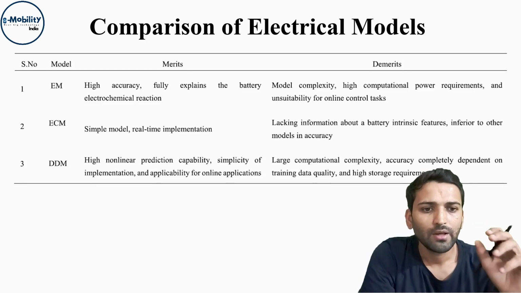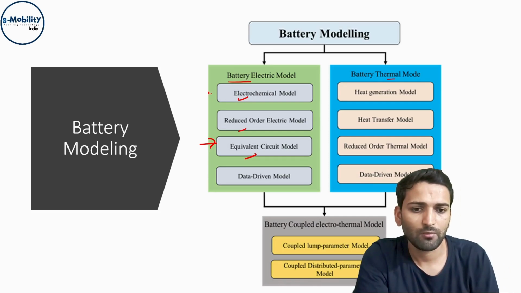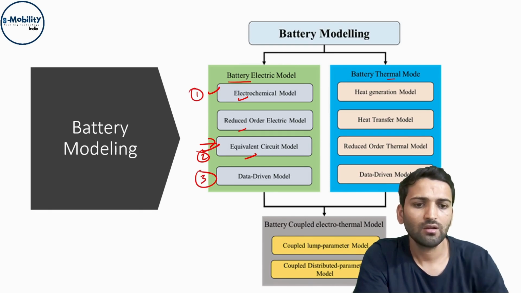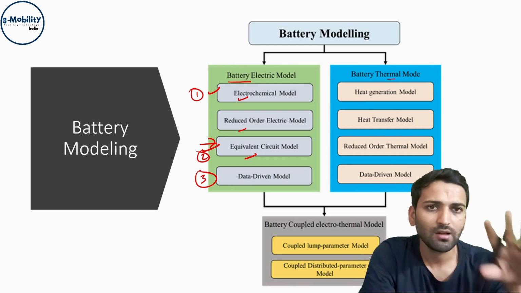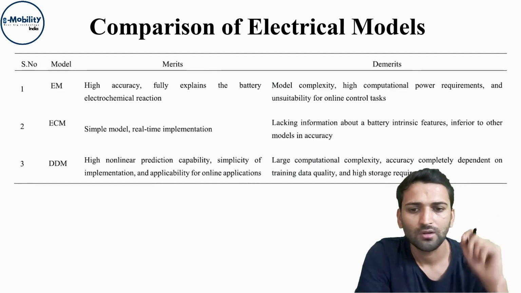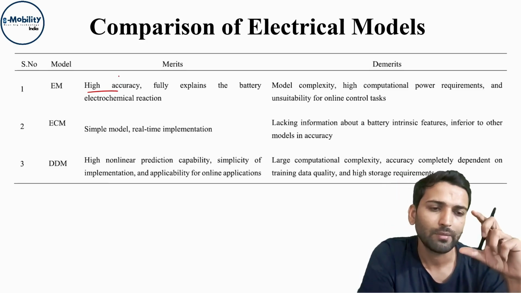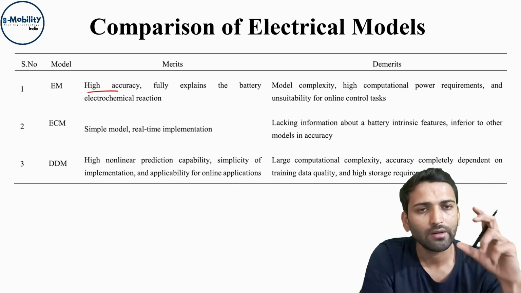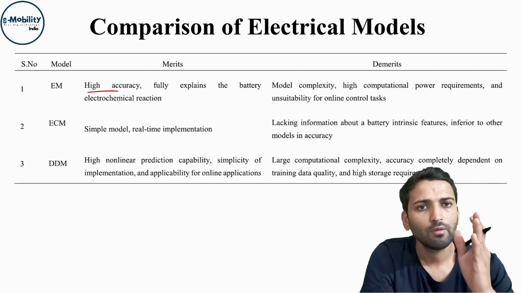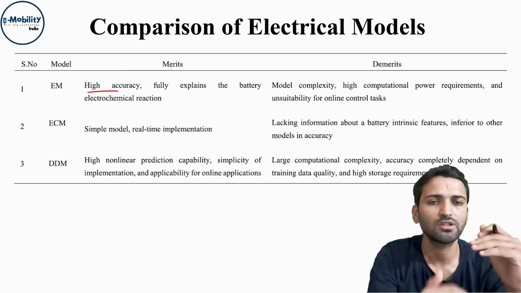So let's compare between the electrical models. There are three types: the electrochemical model, the reduced order electric model, and the ECM model. The reduced order electric model is also an equivalent circuit model only. So there are basically three models which are highly used. The EM model, or electrochemical model, is very accurate because the battery is an electrochemical device. So when we do electrochemical modeling, it is closer to the actual battery. It explains the full battery composition or full battery reaction.